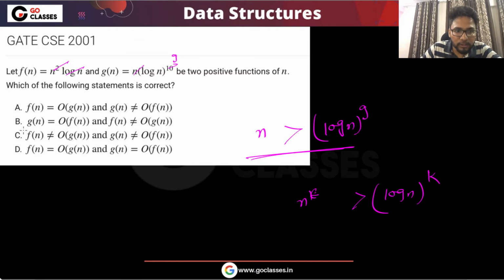So yes, B seems to be true, and you cannot interchange it because it is strictly greater. If both were true, then it would be theta. So yes, B is true, and you cannot interchange it because it is strictly greater. That is why. I hope you got it.